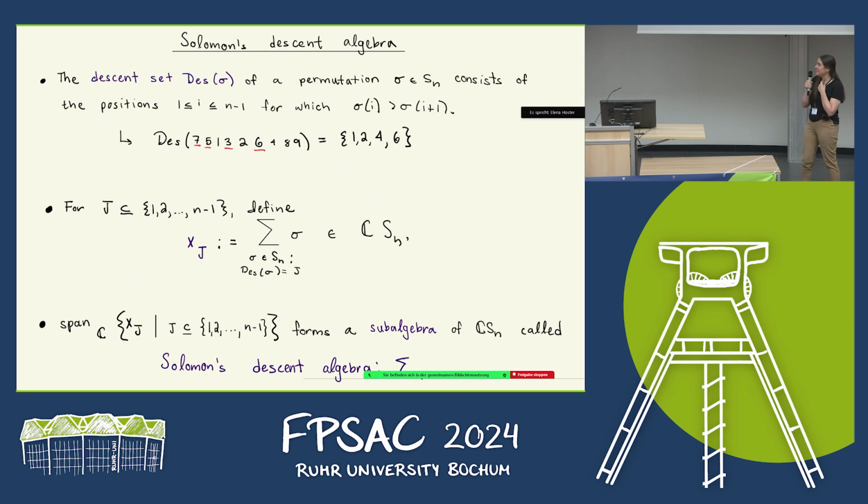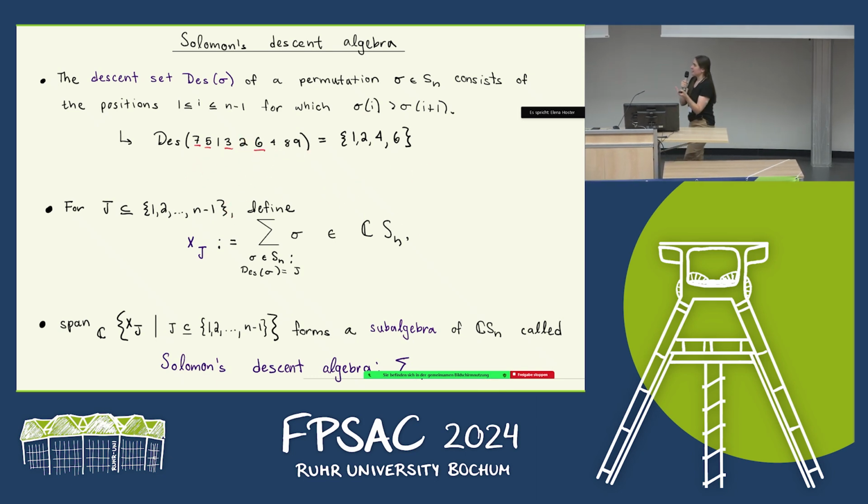Okay, so like the name suggests, the descent algebra has to do with descents of permutations. We call a number i a descent of a permutation if the value of the permutation at i is greater than its value at i plus 1. So let's say we have this permutation here written out in one-line notation. 7 is greater than 5, so there's a descent at position 1. 5 is greater than 1, a descent at position 2, and so on. So the 4 descents are going to be 1, 2, 4, and 6.